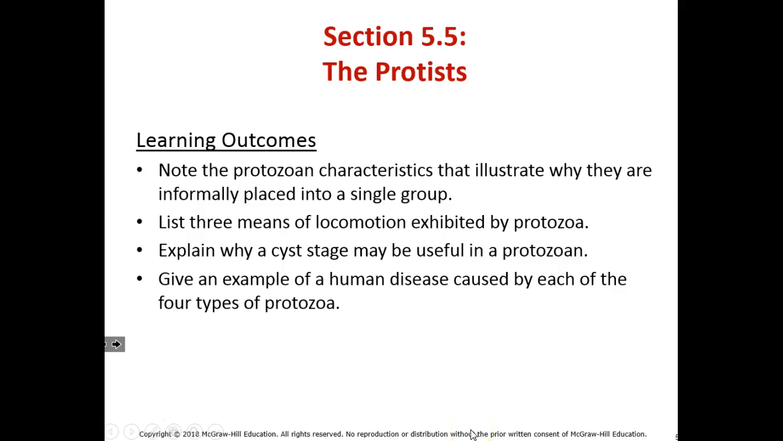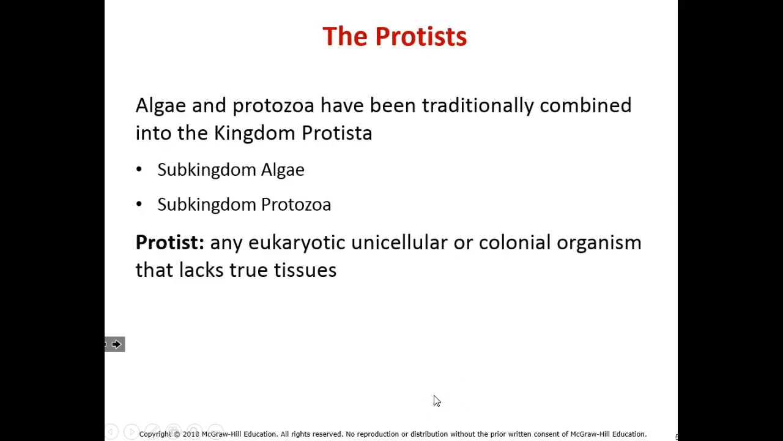Learning outcomes of the protists. We're going to note the protozoan characteristics that illustrate why they are informally placed into a single group. We're going to list 3 means of locomotion exhibited by protozoa, explain why a cyst stage may be useful, and give an example of a human disease caused by each of the 4 types of protozoa.